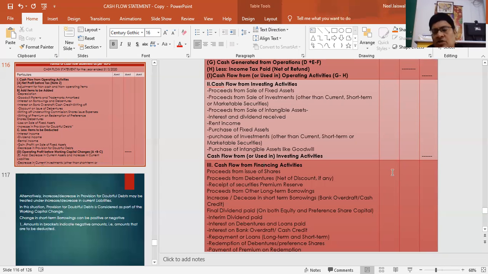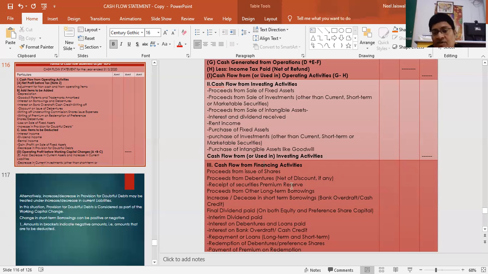That means security premium reserve doesn't go in the net profit before tax calculation. It comes over here. Remember it. Proceeds from debentures, whether at discount or at premium, the net value we will take. If at a discount of 2 rupees, then 98 rupees per debenture. For 100 debentures, 9,800 will be taken over here as proceeds. As money is coming in, they will be added.